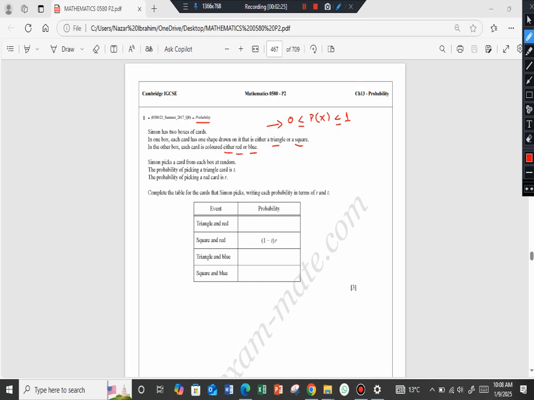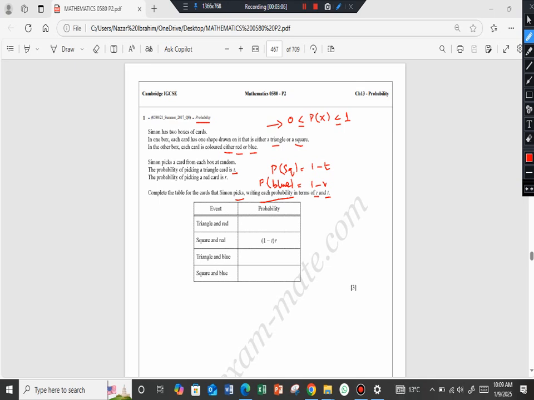The probability of picking a triangle card is T. If the probability of picking a triangle card is T, and we know that they are just triangles or squares, the probability of picking a square card will be 1 minus T. The probability of picking a red card is R. We know that the cards are red or blue, so the probability of picking a blue card is 1 minus R. Complete the table for the cards that Simon picks, writing each probability in terms of R and T. One is given to us, that is square and red.